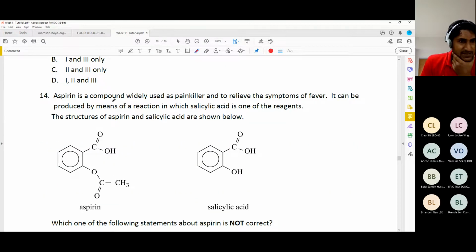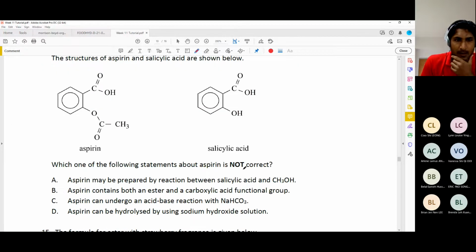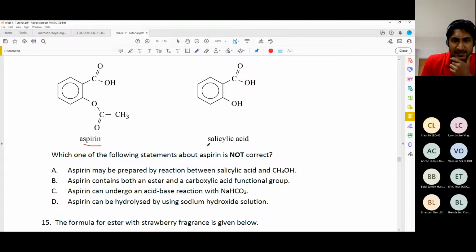Question number 14 says that aspirin is a compound widely used as a painkiller and to relieve the symptoms of fever. It can be produced by means of a reaction in which salicylic acid is one of the reagents. The structures of aspirin and salicylic acid are shown below. So this is aspirin and this is salicylic acid.